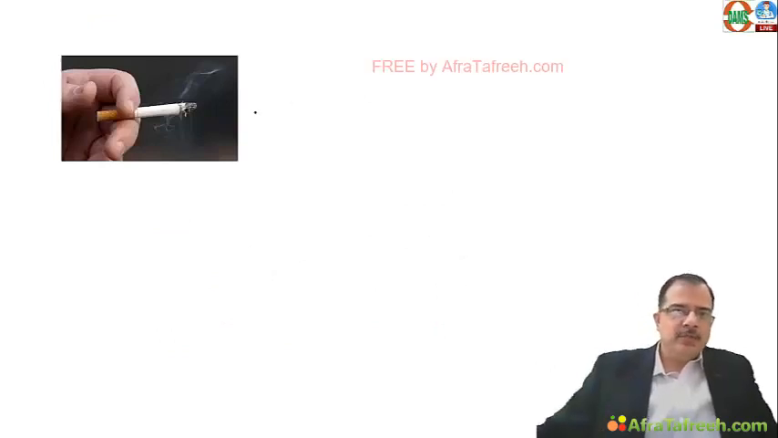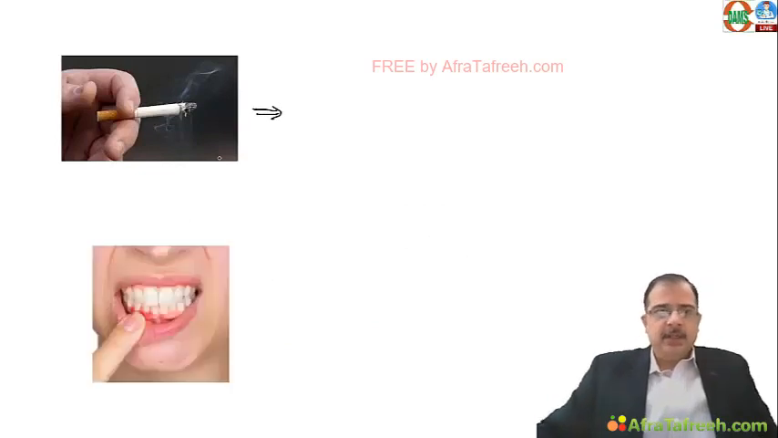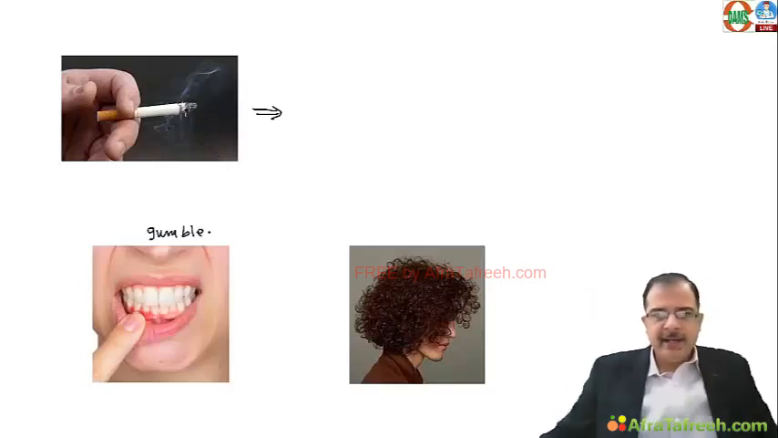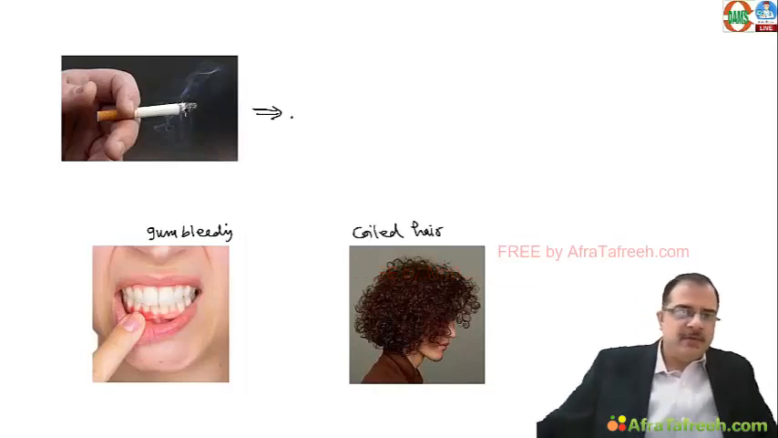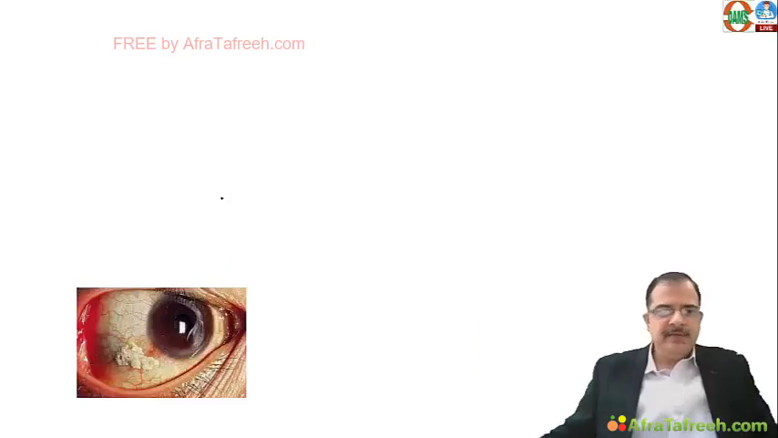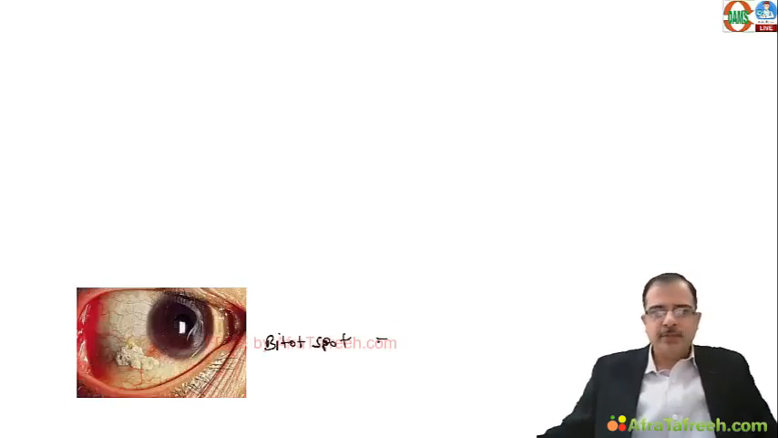Now, the patient is a smoker. So smoking predisposes to this deficiency. Smoking, gum bleeding, curly hairs. So this is gum bleeding and curly, coiled hairs. So this is a case of vitamin C deficiency. Smoking predisposed. Now this is a very simple spot diagnosis. This is a Bitot spot. So Bitot spots mean vitamin A deficiency.